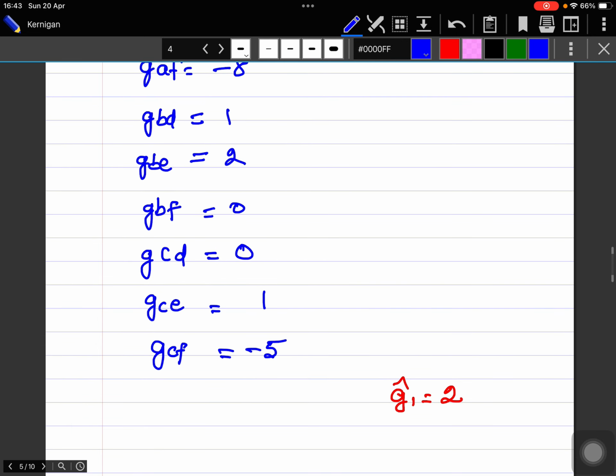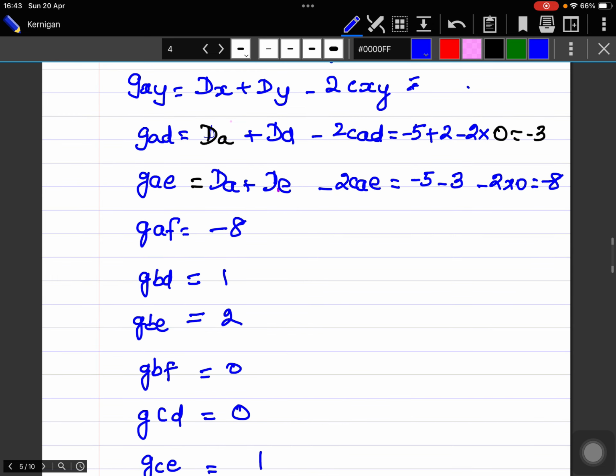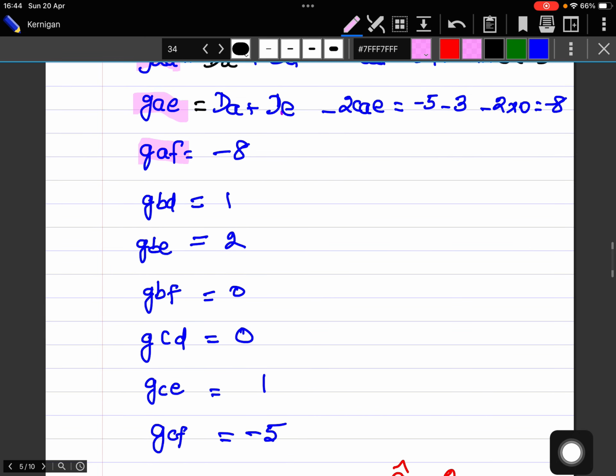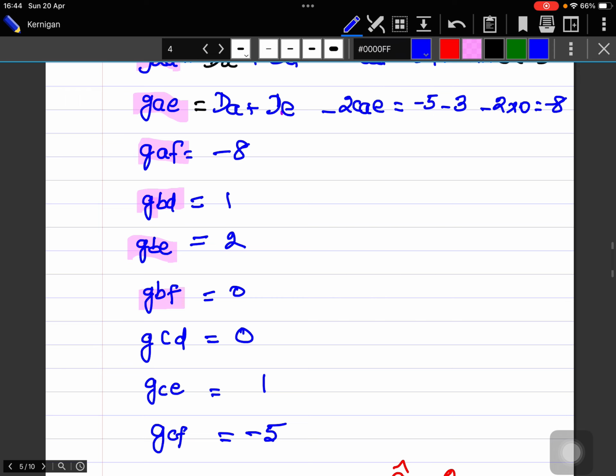Now, I think this is clear. I am forming a pair between A and D, A and E, A and F. I cannot form a pair between A and B because both of them are in the same partition. Similarly, I am forming pairs between B and D, B and E, B and F, and not between B and A.